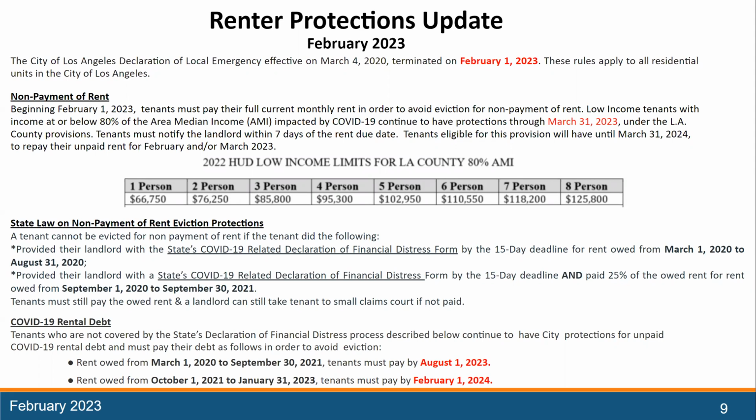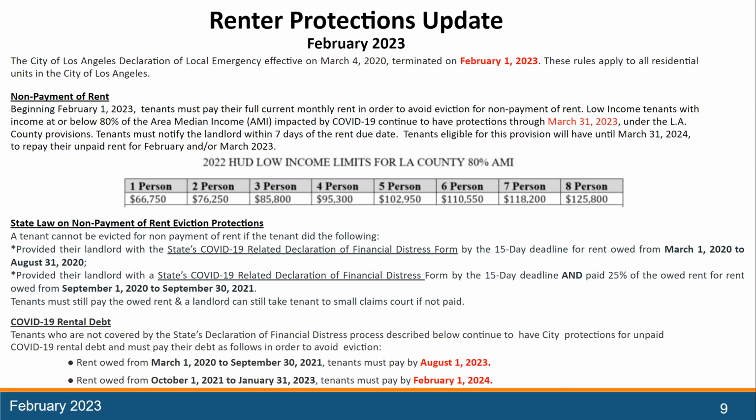However, if the tenant is both low income, meaning they fall at or below the 80% area median income amount for their household size, and the household was impacted by COVID-19, then those units, those tenants, continue to have eviction protections for non-payment of rent through March 31st of 2023 of this year.